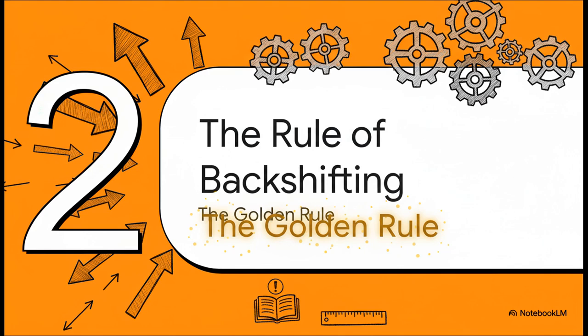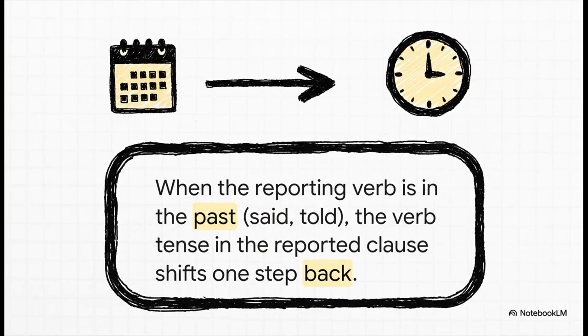All right, let's zoom in on that idea of the tense shifting back. This is probably the single most important rule in all of reported speech. It's called backshifting, and honestly, once you get this, everything else just kind of clicks into place. So here's the golden rule. Most of the time when you're telling a story, you're reporting something that was said in the past. You use words like she said or he told me. And because that act of speaking happened in the past, it's only logical that the verb in the sentence you're reporting also takes one little step back in time.